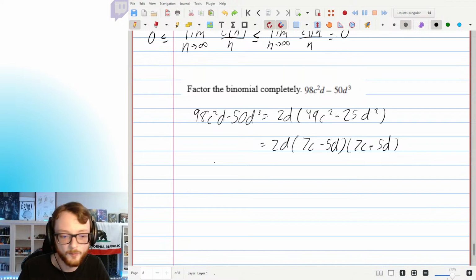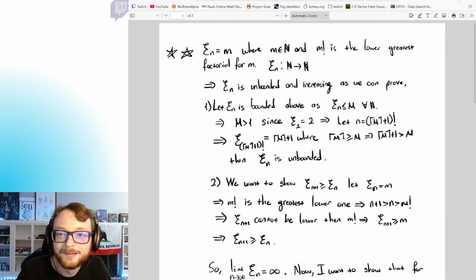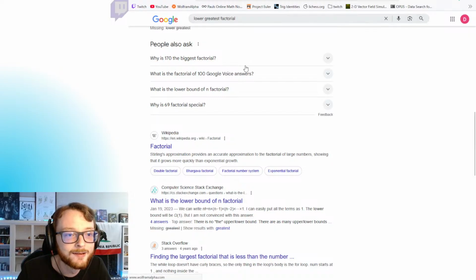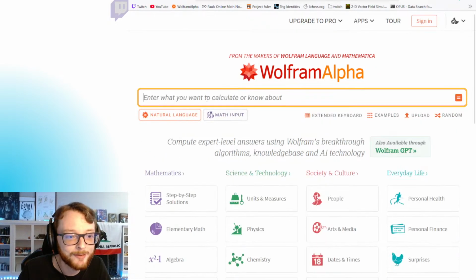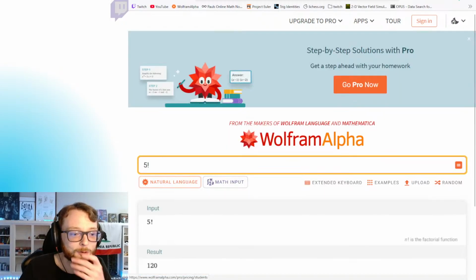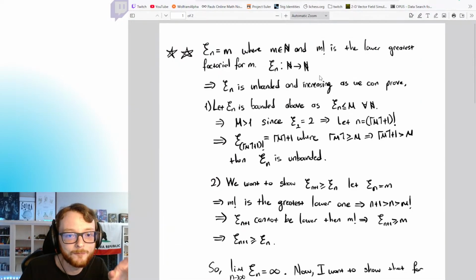I should just use Wolfram Alpha. Why am I calculating factorials by hand? Come on, go faster. I'm clicking on natural language. Go faster. Thank you. If I click more, that'll help, right? 120. Okay, so it's the factorial, it's the closest factorial that is less than it. Okay.